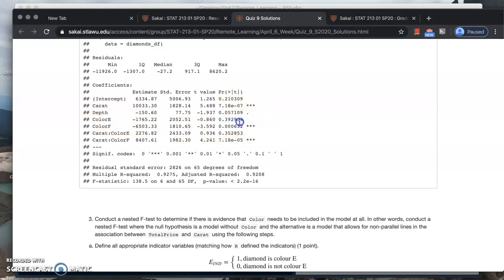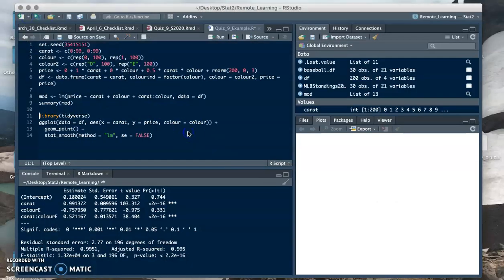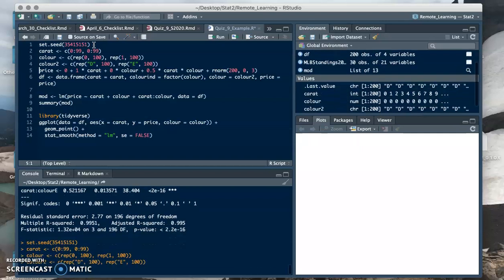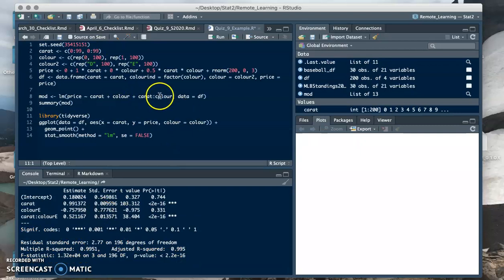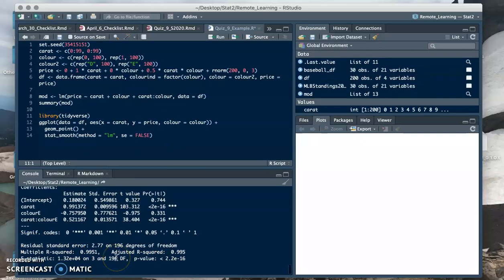is color D diamonds. And so I've thrown together a fake data set to show why this interpretation isn't correct. You can ignore the simulation code. To make things simpler, I got rid of color F diamonds and I got rid of depth. And so the analogous interpretation in this data set would just be to say, okay, since this p-value for color E is large, there's no evidence that on average the price for diamonds that are color E is different than the price for diamonds that are color D.